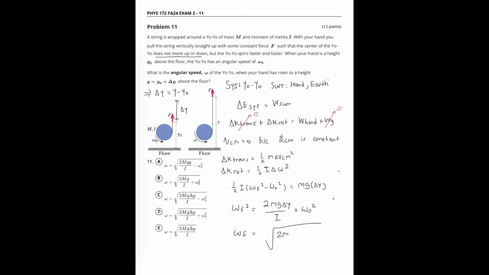So it'll be 2mg delta y divided by inertia plus omega naught squared. And that will correspond to answer choice D.